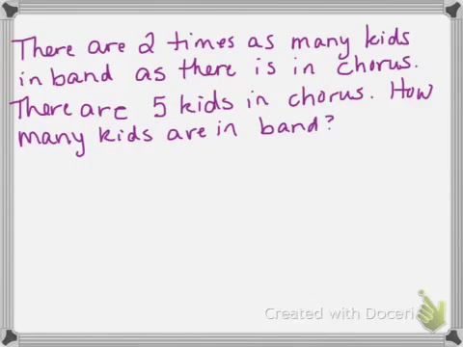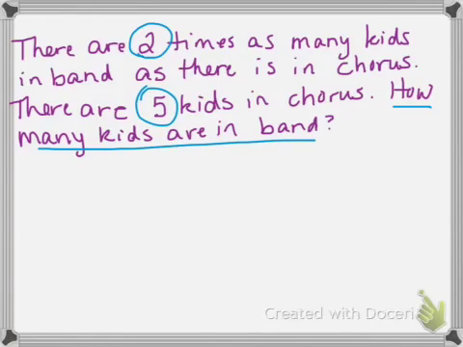So after practicing this, we got into some word problems. Woohoo! And these word problems use the exact same skill. It says there are 2 times as many kids in band as there are in chorus. There are 5 kids in chorus. How many kids are in band? Well, this is still the same skill, only we're now having to figure something out.